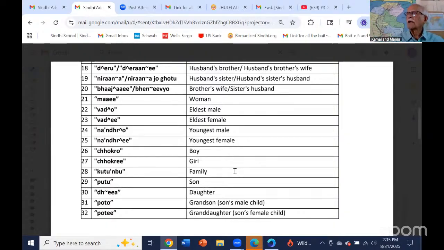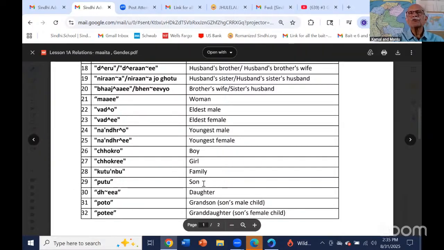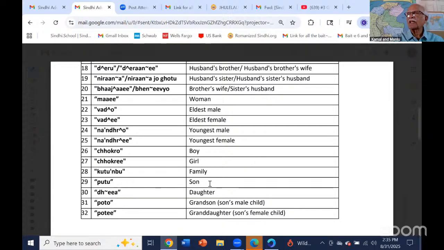Kutumbu mana? Family. Nowadays, family is only husband, wife, and two children. Grandparents also don't live there. But if they live, and cousins, then you can describe, this is my kutumbu. Son is puttu, but if there is more than one son, putta. Muke hiku puttu aaye, muke ba putta aahin.